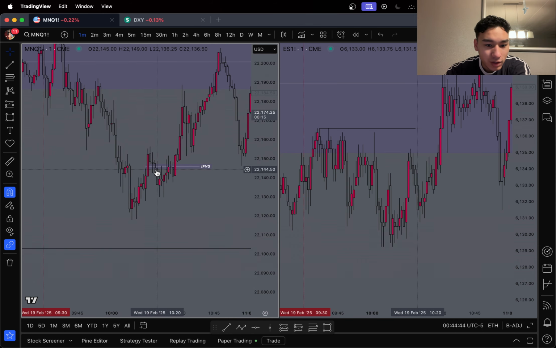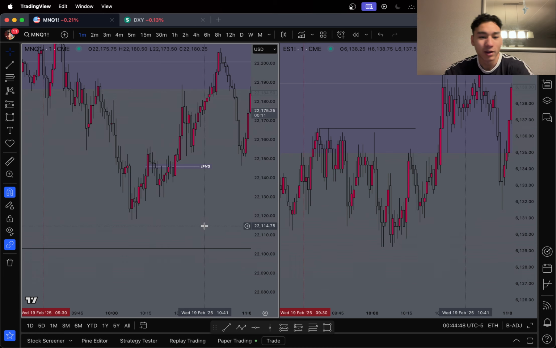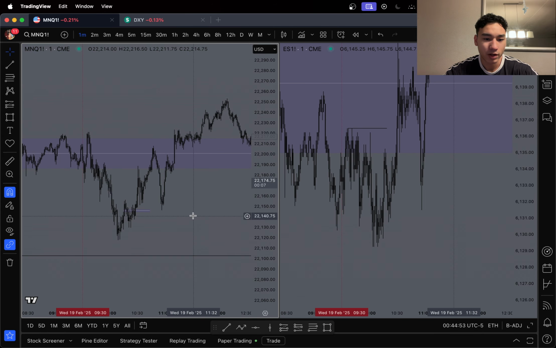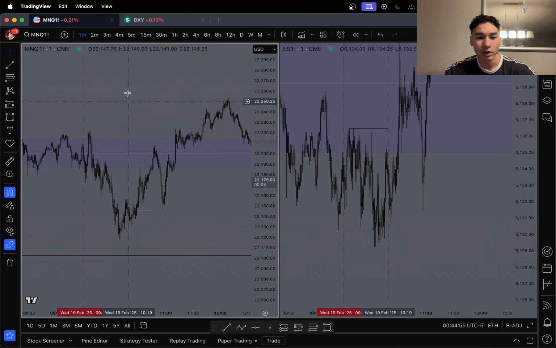So closed below here. The entry was here, the closure below, and then my stop was at the high, literally the bottom. And then you can see the market just went way higher after that. Right there. So yeah, looking at what price really did.